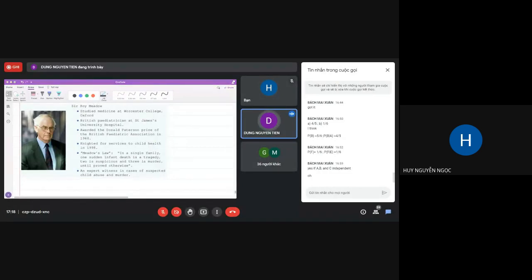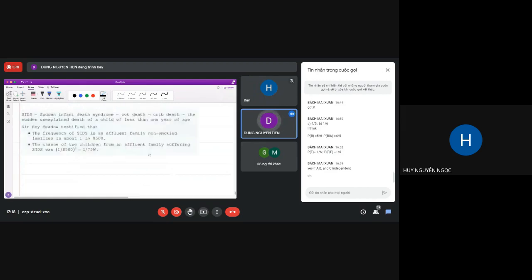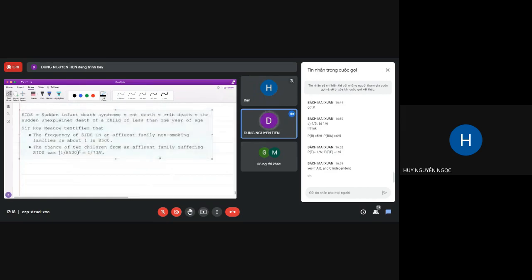And actually, in the case of Sally Clark, he claimed that the frequency of sudden infant death syndrome in a non-smoking family is about 1/8500. And the chance for two children from a family like that suffering sudden infant death syndrome was 1/8500 squared, and that would be 1/73 million. That number, 1/73 million, is a very small number.